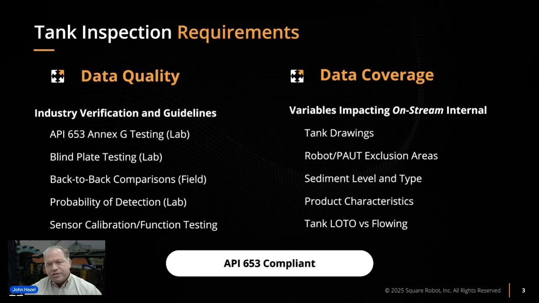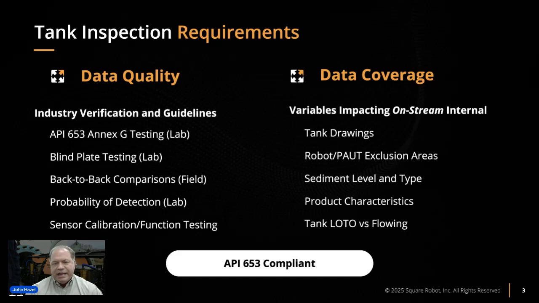From a data coverage standpoint, we've really identified the factors that impact us the most. Obviously the tank drawings, we need to know what's installed in your tank and what kind of impact those obstructions might be for us. That helps us to build our exclusion areas so that we can protect the robot and make sure that everything is operating correctly.